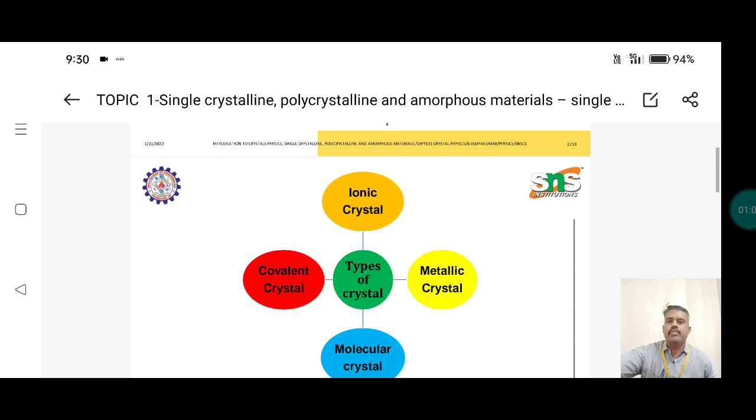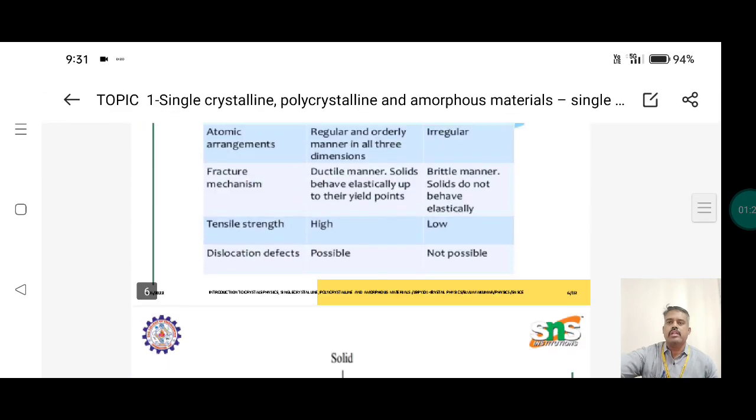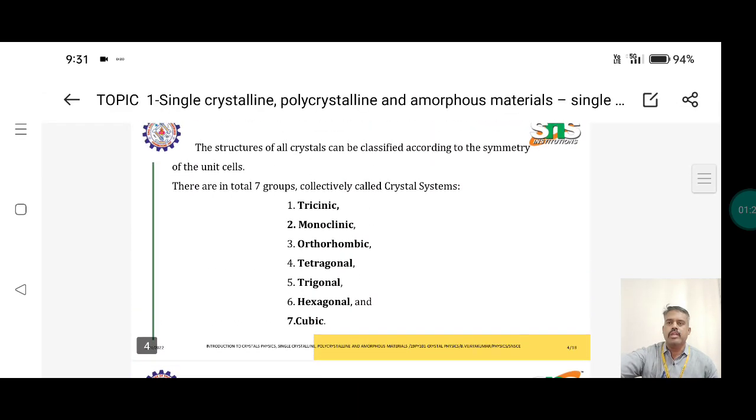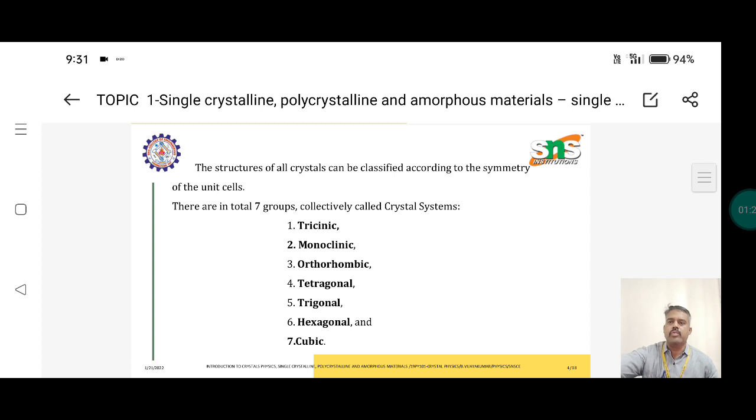Then the different types of solids form based on different natures. One is the ionic crystal, then the metallic crystal, molecular crystal, and covalent crystal. So these four categories are used to classify the crystal systems.